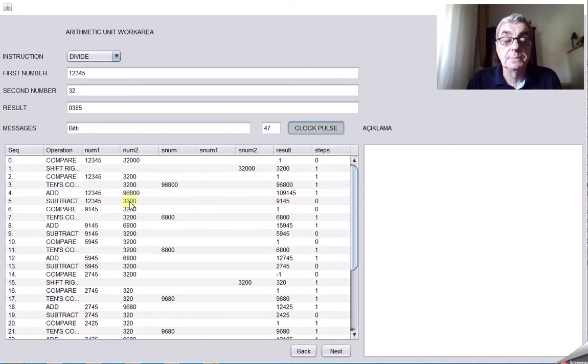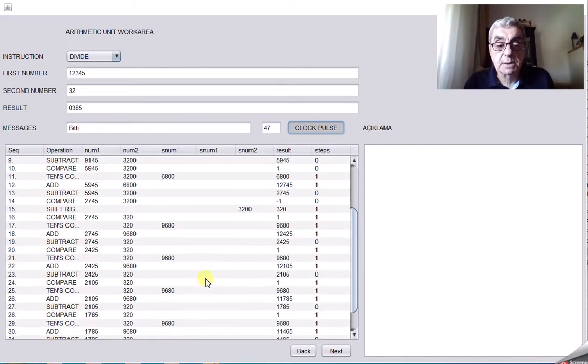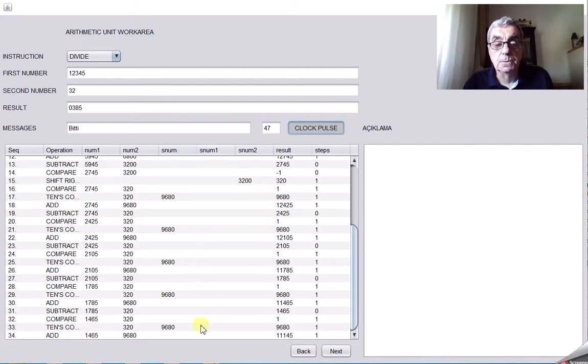This is greater than the divisor. So we will subtract once more, and then once more. So this is number 3, and then we get a smaller value, which is 2,745. It is less than 3,200. So what we do, we shift the divisor to the right. It is now 320, and then we start subtracting 320 from the dividend.